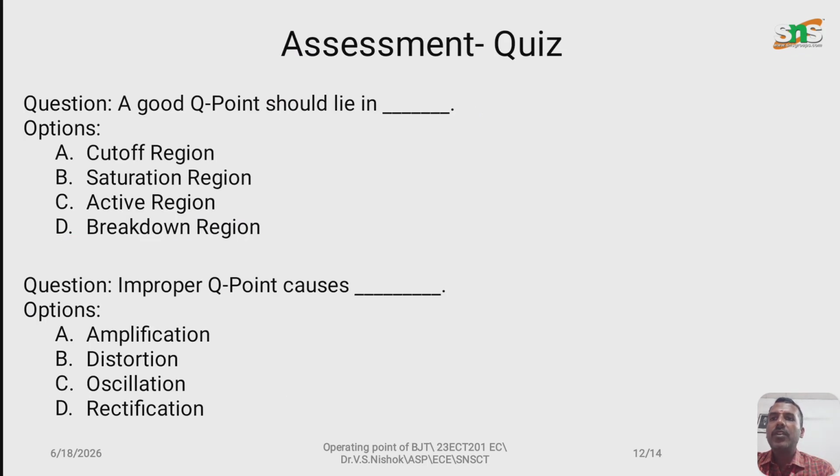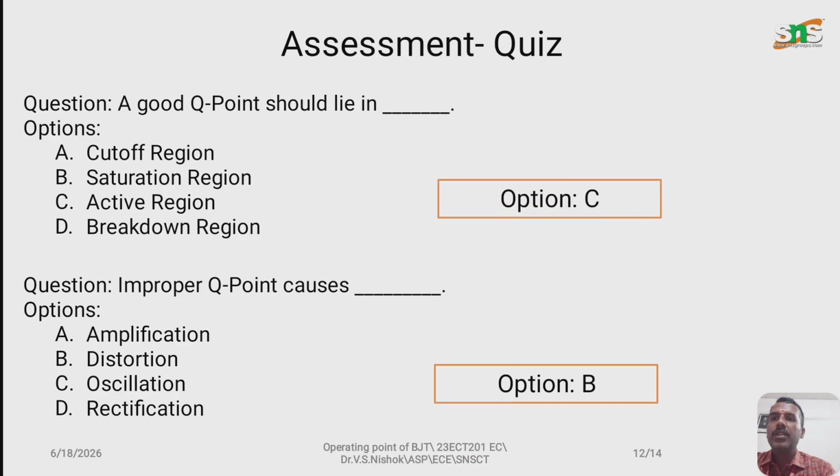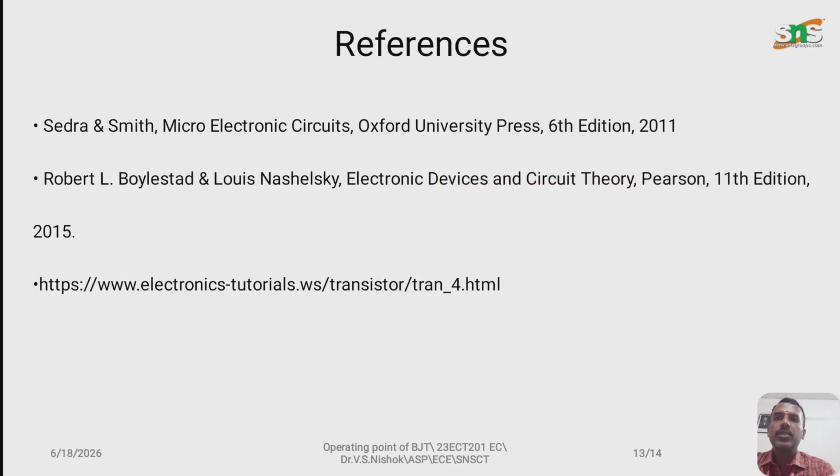This is the time for assessment. A good Q point should lie in the active region. If it is in saturation or cutoff region, the output swing will be distorted. So it should lie in the active region. Improper Q point causes distortion, loss in the signal output information.